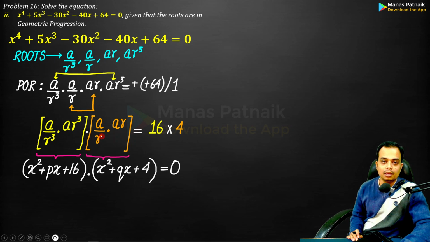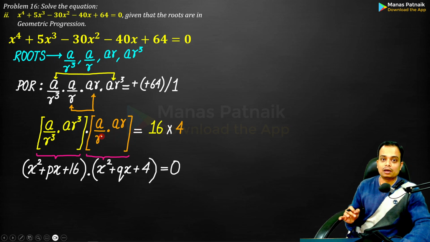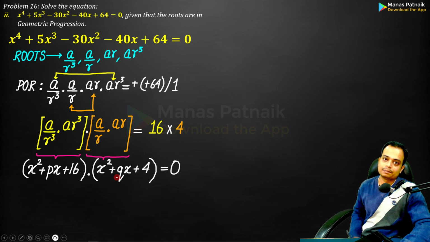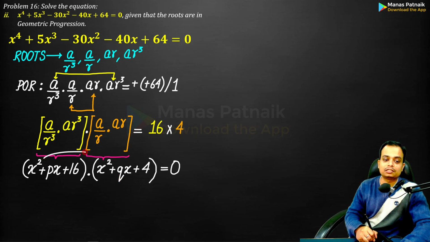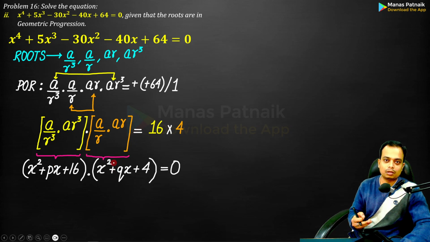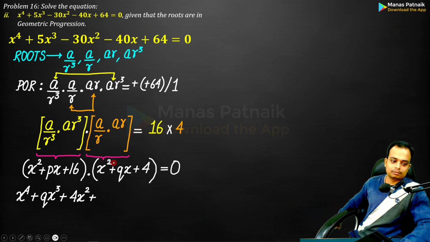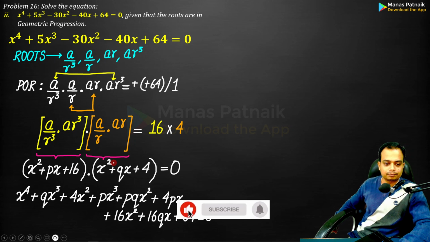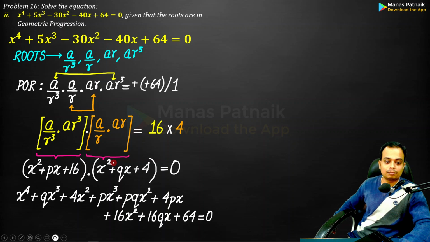Now comes the part where you've got to be super focused. You have to multiply these two expressions inside the bracket. There are going to be as many as 9 terms. You have got to be careful. x square, qx, x square into 4. Then px, x square, px, qx, and you know the stuff. Let me do that with one single tap. Wonderful. See, please check. It's correct, by the way. There are as many as 9 terms.